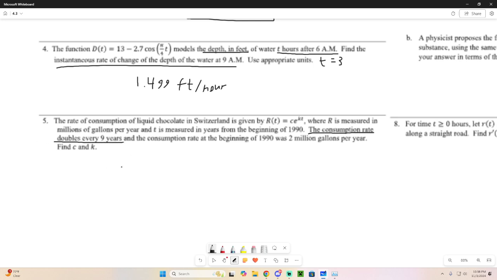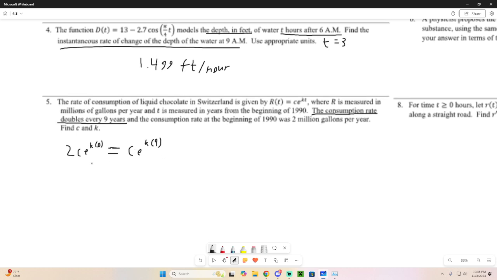That means that if our original function is C e^(kt), when we plug in 9, that should be equal to 2 times when we plug in 0. So that should be equal to 2 times C e^(k·0), which is at the original, 0. So let's simplify this down a bit. We get 2C, since k times 0 is 0 and e to the power of 0 is 1, so it's just 2C. And then e to the power of 9k, we can't really simplify that, so we get C e to the 9k power.